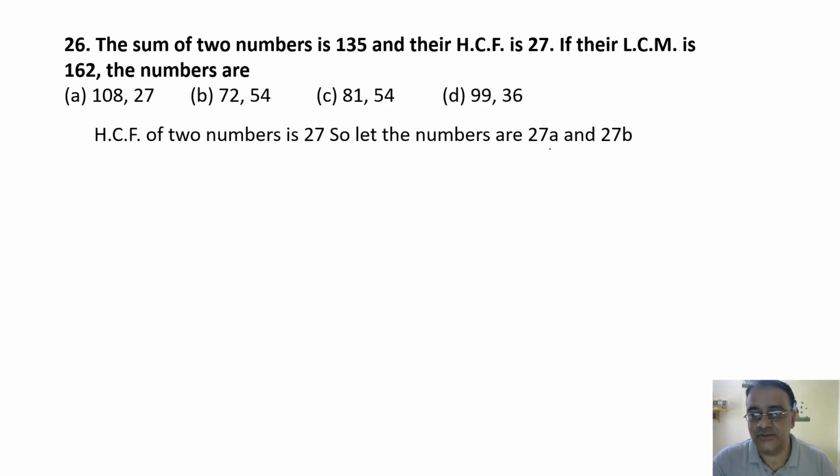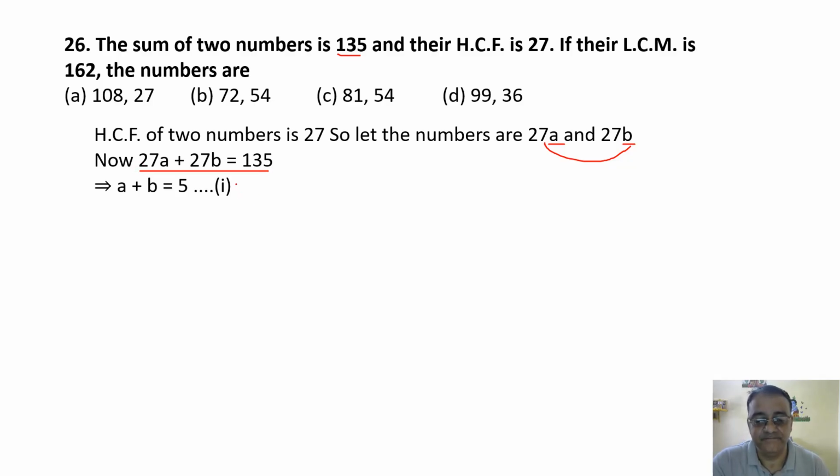And the sum of these two numbers, and a and b should be co-prime numbers. Okay, a और b जो है वो को प्राइम नंबर होना चाहिए, right? क्योंकि 1 भी हो सकता है इसमें. And the sum of these two is given 135. That is 27a plus 27b is equals to 135. If you divide all by 27, you will get a plus b is equals to 5, right?